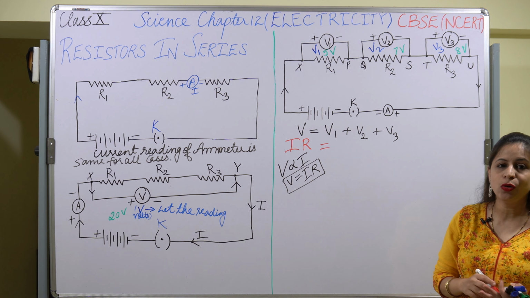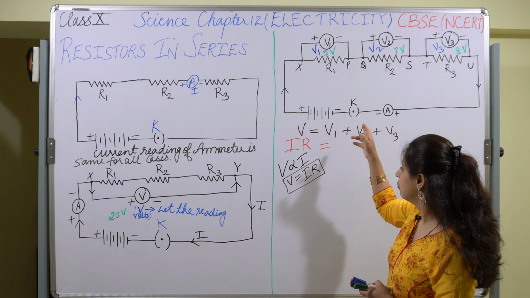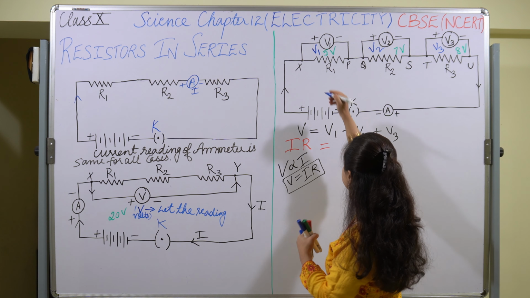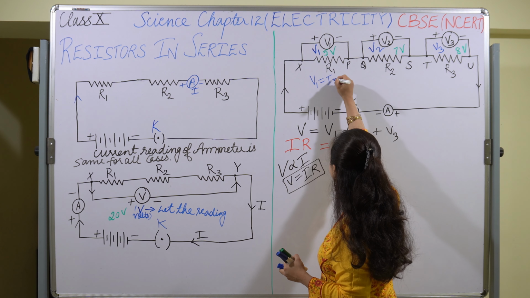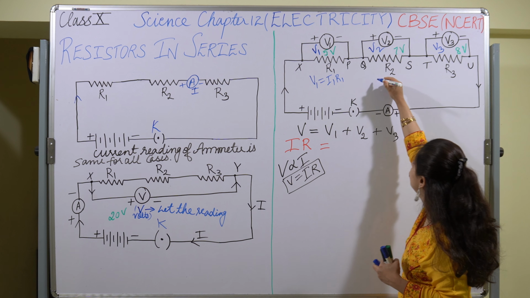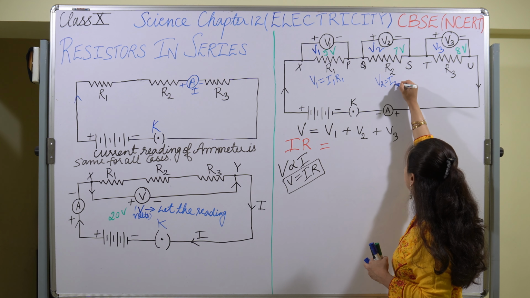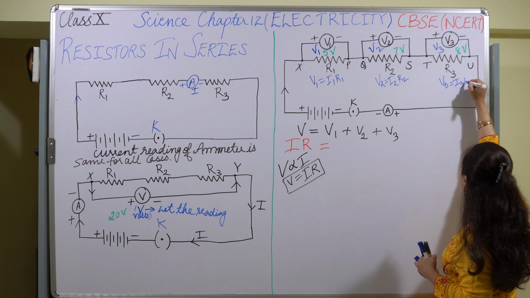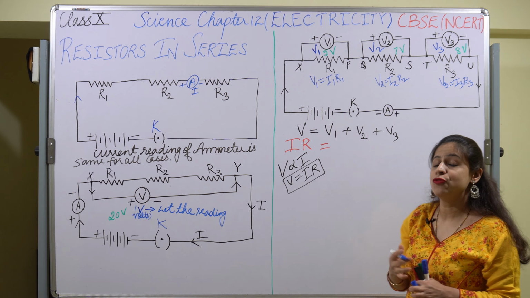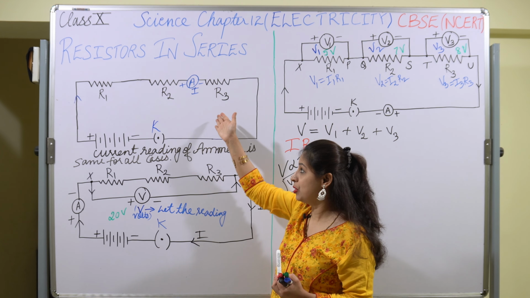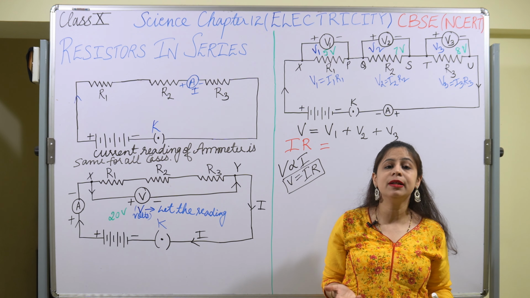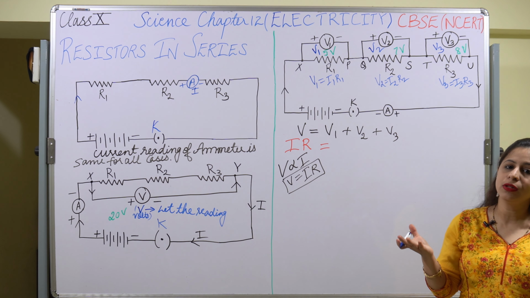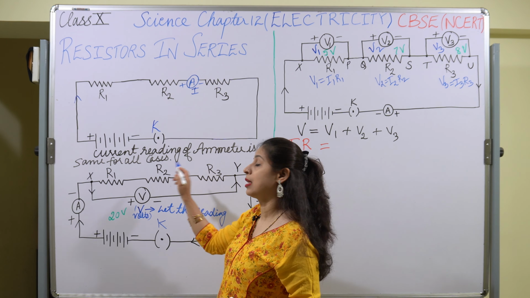Individually also, V1 will be equal to I1 R1. Similarly, V2 will be equal to I2 R2. Similarly, V3 will be equal to I3 R3. But we have just now seen in this activity that the current remains the same. So I1 is equal to I2 is equal to I3, equal to I. In all the three cases, the current reading was coming the same.